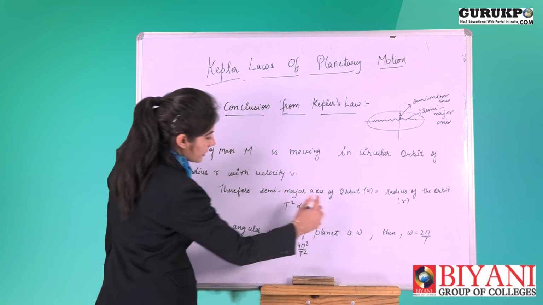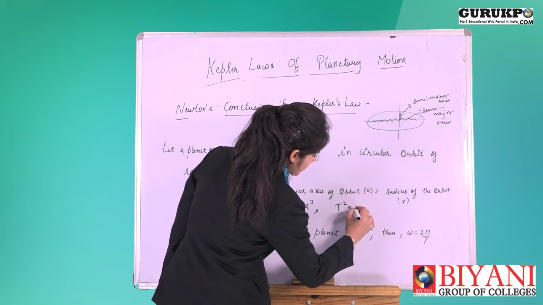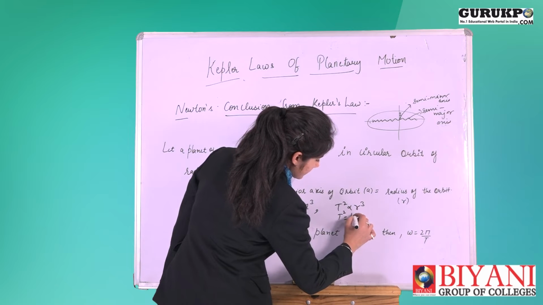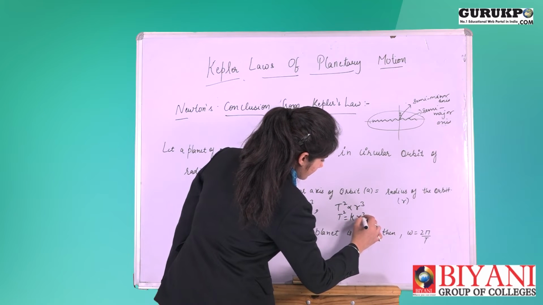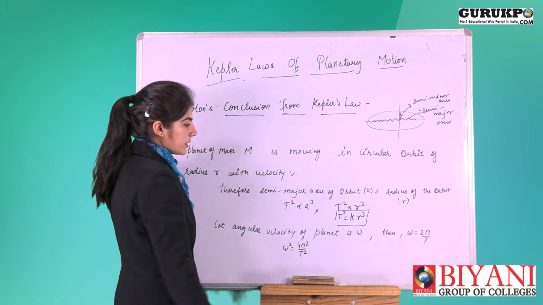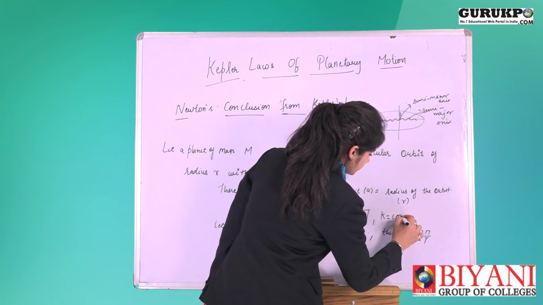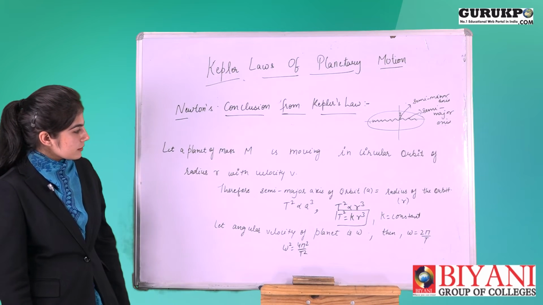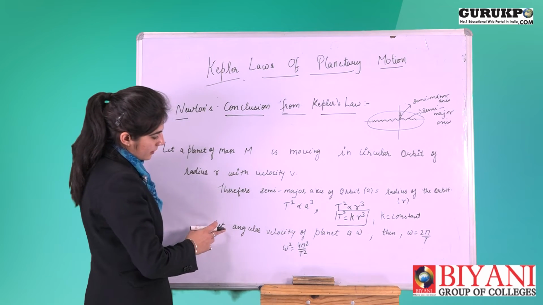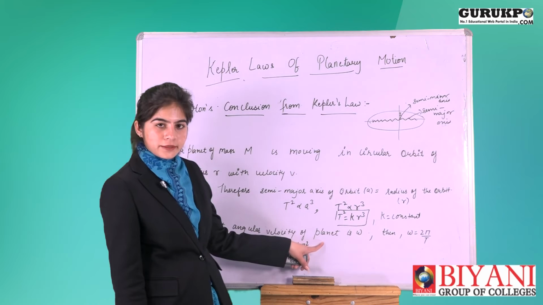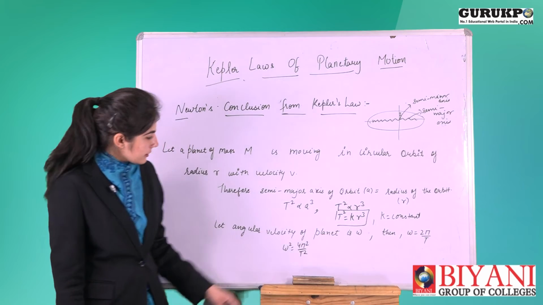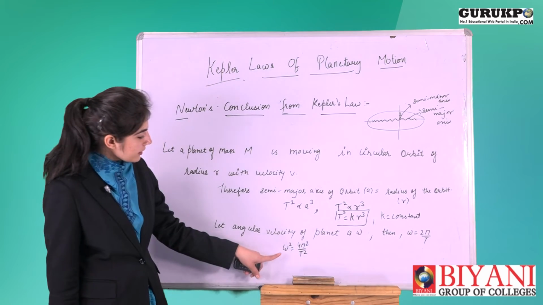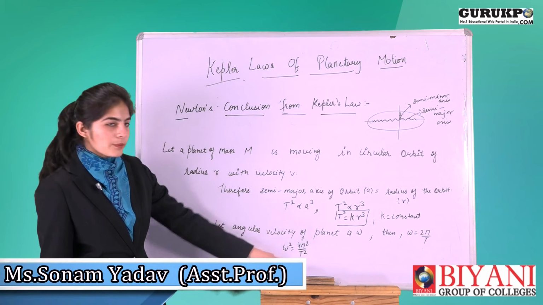So here we can also write T squared is directly proportional to r cube, and if we remove the proportionality sign, it becomes T squared equals k r cube, where k is some constant. After getting this, let the angular velocity of the planet be omega. We know the value of omega is 2 pi by T, so on squaring, omega squared is equal to 4 pi squared by T squared.